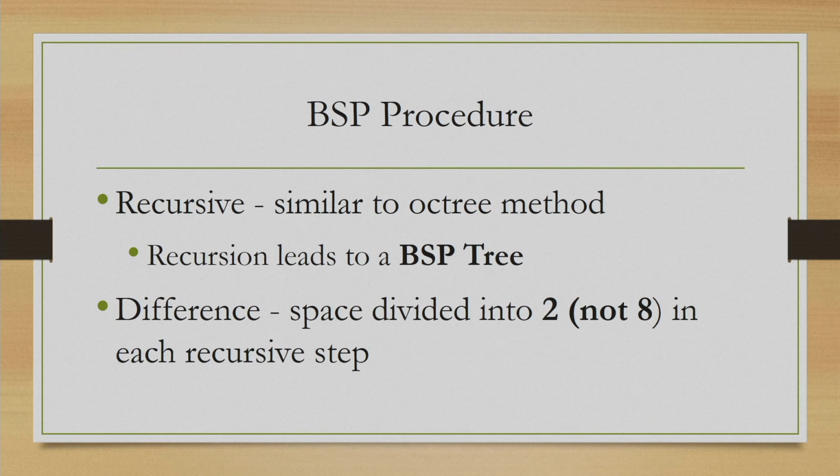However, instead of dividing a space into 8 subspaces like we have done in the case of octree, here we divide it into 2 spaces or subspaces in each recursive step. So, in case of octree, we are dividing the region into 8 subregions. In case of BSP tree, we are dividing the region into 2 subregions. That is why it is called binary space partitioning, binary or 2.